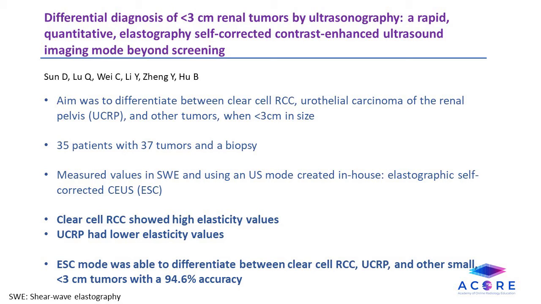They measured shear wave elastography values, and they also created their own ultrasound mode, which they called elastographic self-corrected contrast enhanced ultrasound, which was able to quantify these lesions. What they found is that clear cell RCC showed high elasticity values, and urothelial carcinoma of the renal pelvis had lower elasticity values. Using this ultrasound mode that they created, they were able to differentiate between clear cell RCC, urothelial carcinoma of the renal pelvis, and other small, less than 3 centimeter tumors with a 94.6% accuracy.